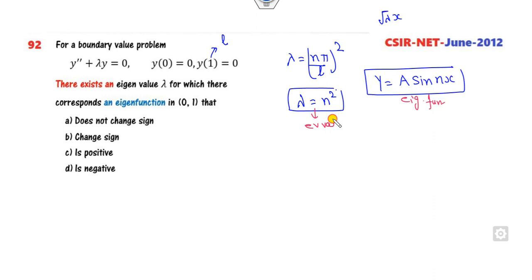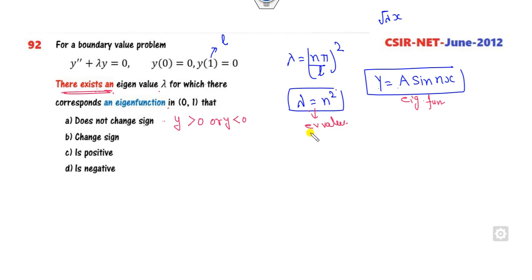Now look at that. There exists. So it means they are not talking about always. There exists a lambda for which the eigenfunction does not change its sign. What is the meaning of does not change its sign? It means the value of y is either always greater than 0 or always less than 0. There exists lambda. Okay, so what is the meaning of that?